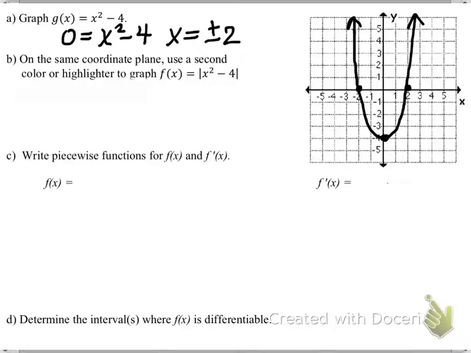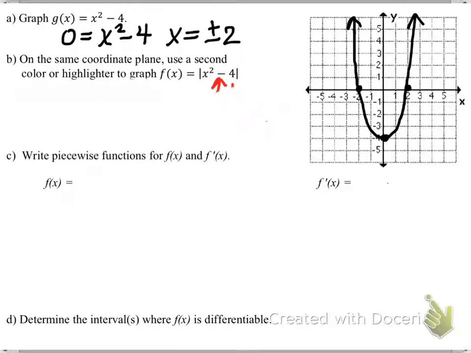Now, on the same coordinate plane in a different color, we want to go ahead and graph the absolute value of x squared minus 4. So it's important to understand when we have the absolute value, no matter what value you're inputting for x, the output of this function is always positive due to the absolute value.